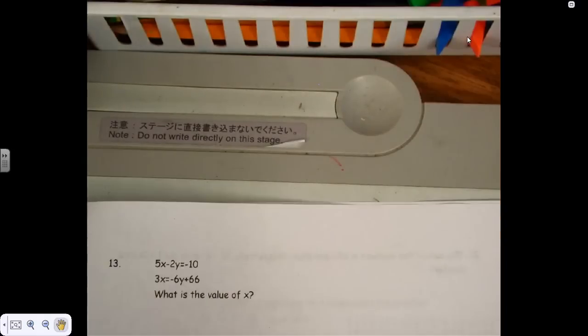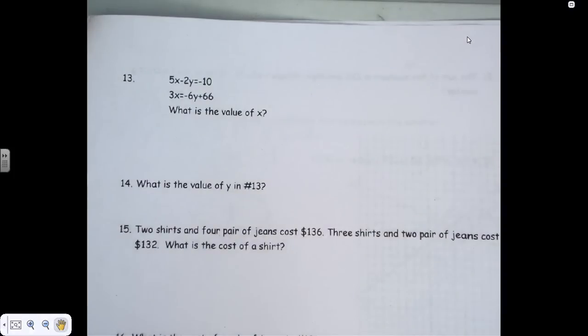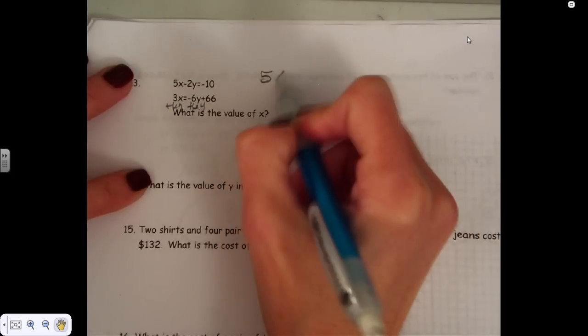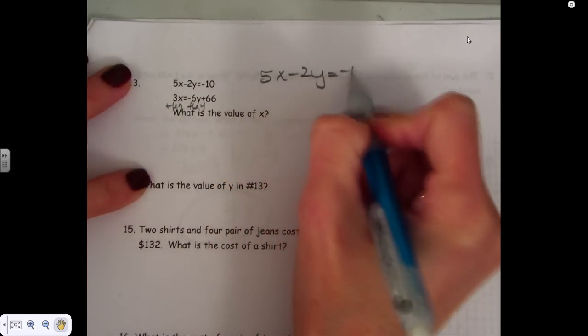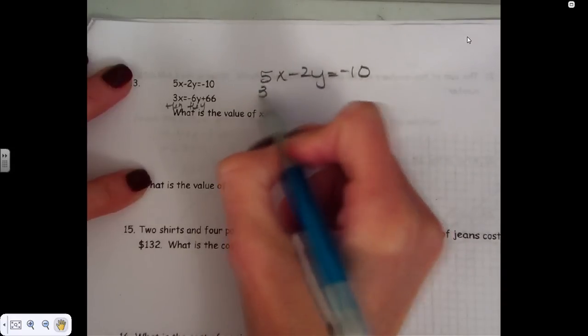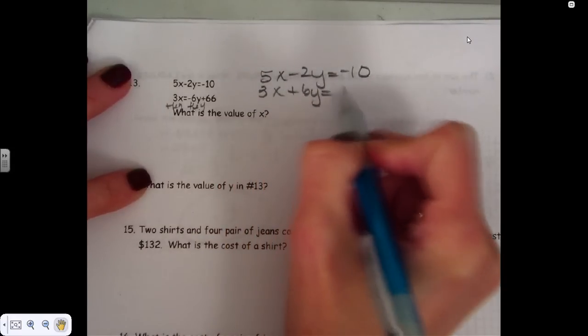Okay, number 13. Now, before I can do anything, I need to write this in slope-intercept form. So I need to move 6y over. So I get 5x minus 2y is equal to negative 10. 3x plus 6y is 66.